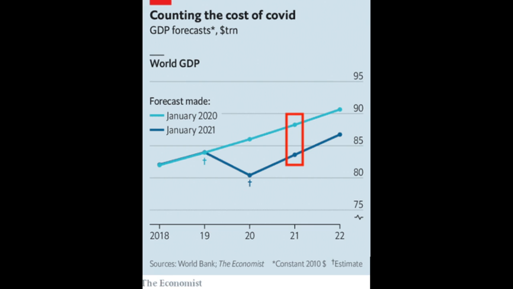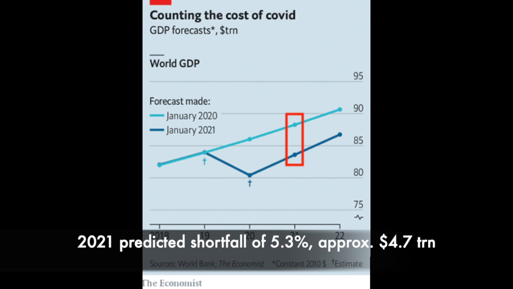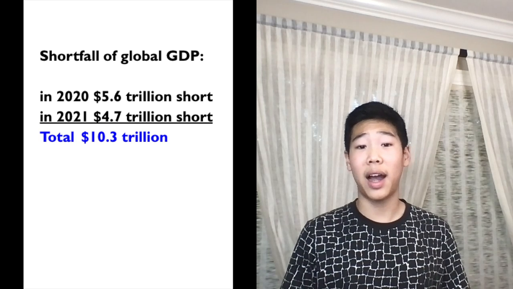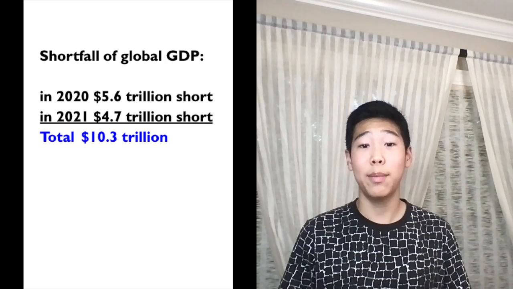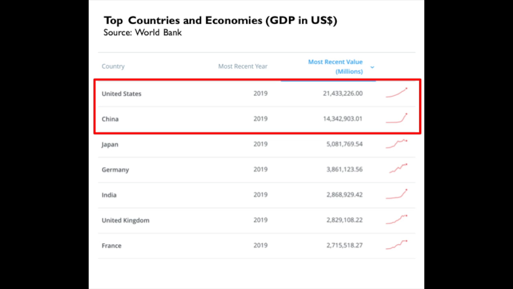And looking ahead at this year, global GDP for 2021 is also projected to miss pre-COVID estimates, this time by about 5.3%, a further shortfall of almost $4.7 trillion. For the 2 years combined, that's a total shortfall of $10.3 trillion. $10.3 trillion is a massive number. The top two economies, America and China, are the only ones with an annual GDP greater than $10 trillion.